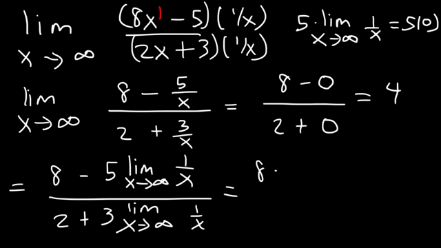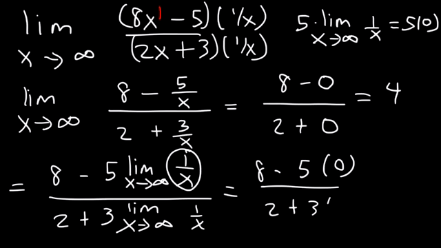And then you can apply the formula. Since this is a rational function, it's going to equal 0. But in the end, you're going to get the same answer, positive 4.